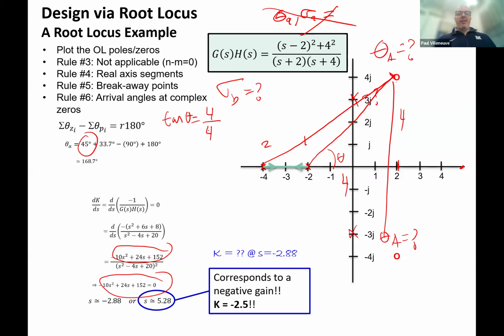Help me out. I forgot how to do math. How do I get this angle again? Suffering from amnesia.